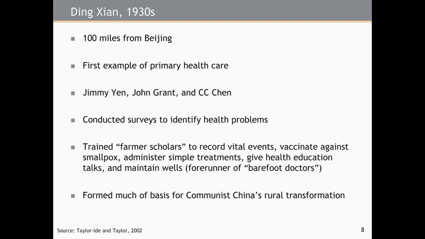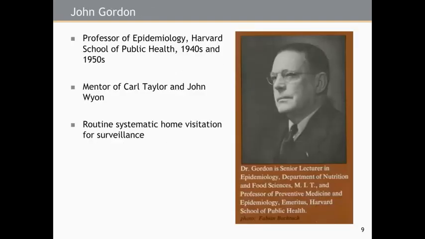This is all explained in some detail in this wonderful book that Carl Taylor and his son Daniel wrote called Just and Lasting Change, which I'll get to in just a minute. Carl Taylor's mentor when he was a student at Harvard was a very outstanding man named John Gordon, who actually worked in China with John Grant. So the personal connections of these people and the ideas that they promoted and built upon, one leading to another, are an interesting part of the primary healthcare story.